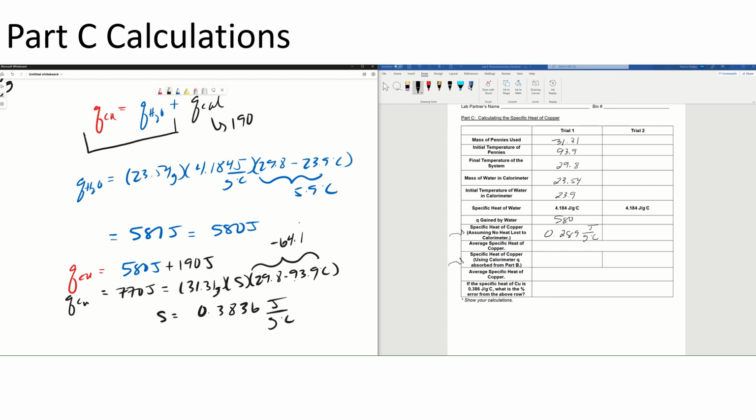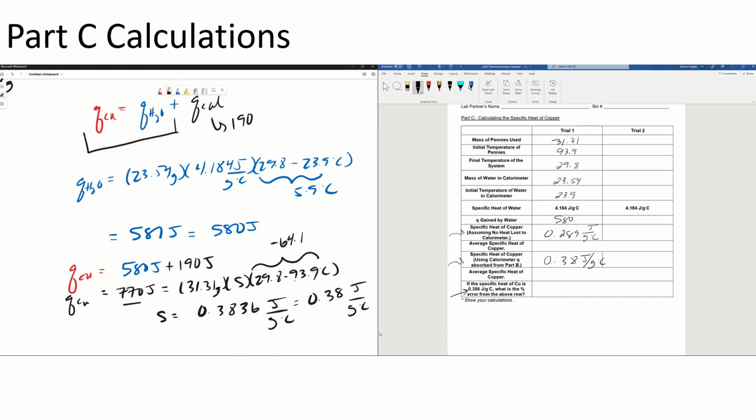And this is just 2 sig figs, so we're going to keep this at 2 sig figs: 0.38 joules per gram degree Celsius. Which we can see is really close, right? It tells us that the specific heat should be 0.386.